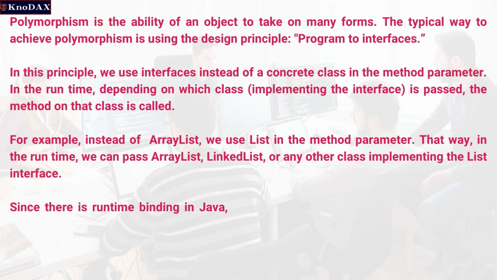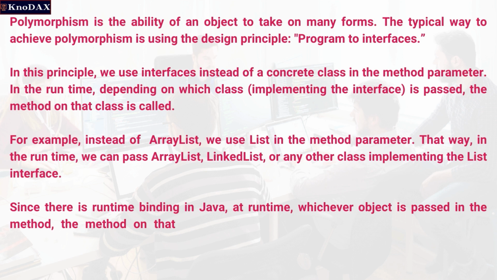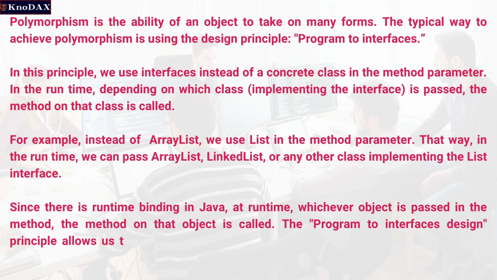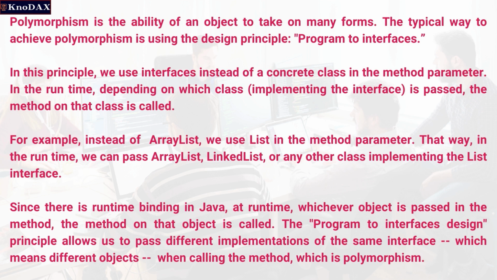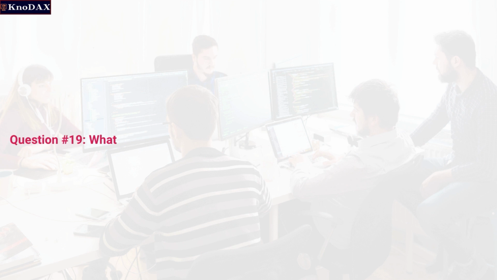That way, at runtime, we can pass ArrayList, linked list, or any other class implementing the list interface. Since there is runtime binding in Java, at runtime, whichever object is passed in, the method on that object is called. The program to interfaces design principle allows us to pass different implementations of the same interface, which means different objects, when calling the method. This is polymorphism.